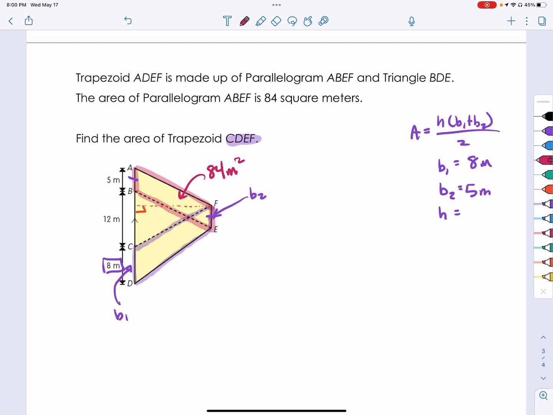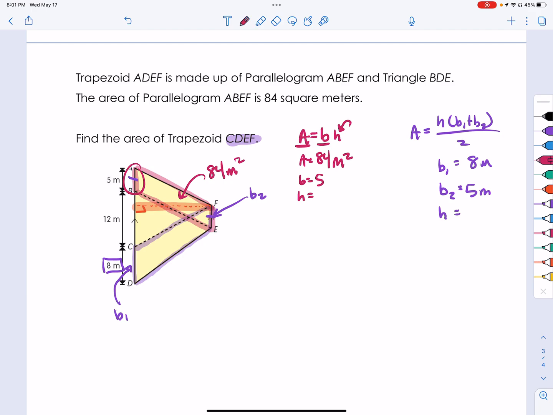They tell us the area of a parallelogram. So I know area of a parallelogram is base times height. So in this situation, with that parallelogram ABEF, we know that the area is 84 square meters, and they tell us that the base is 5. So we know this piece, we know this piece, and that variable, so we can use inverse operations to find that height. And it looks like the height of this parallelogram is also going to be the height of our trapezoid.